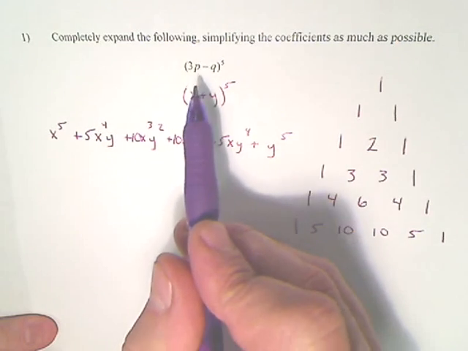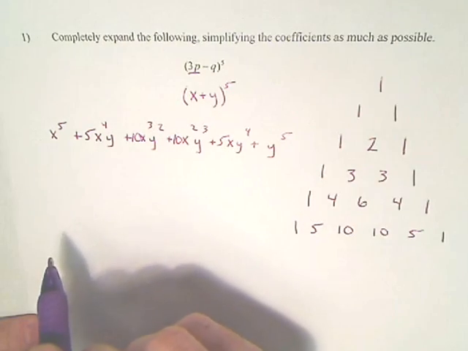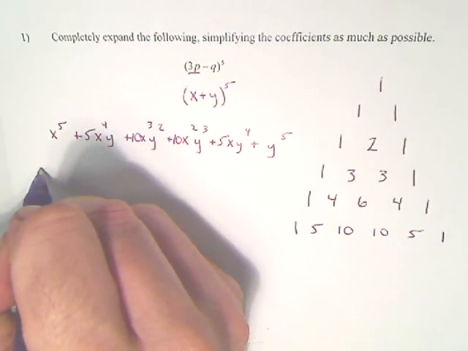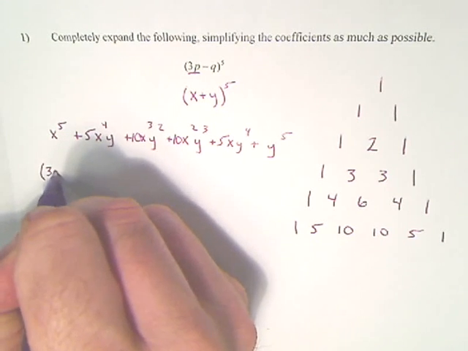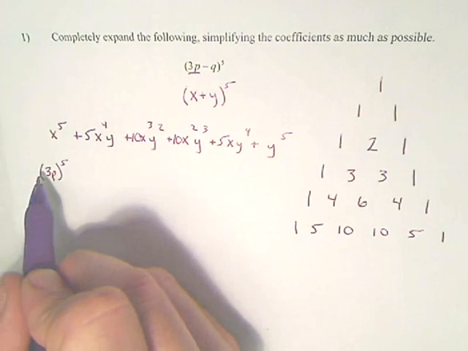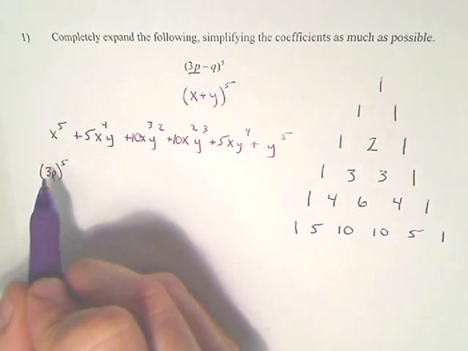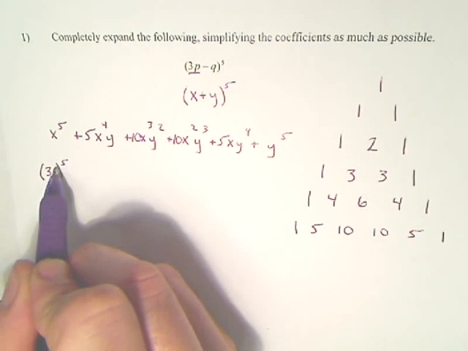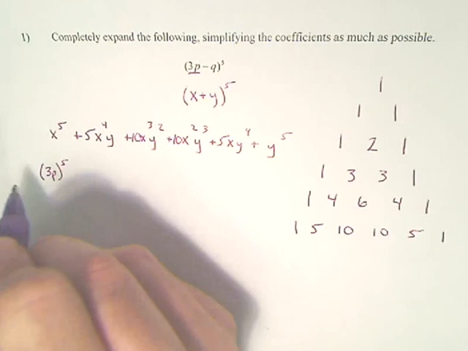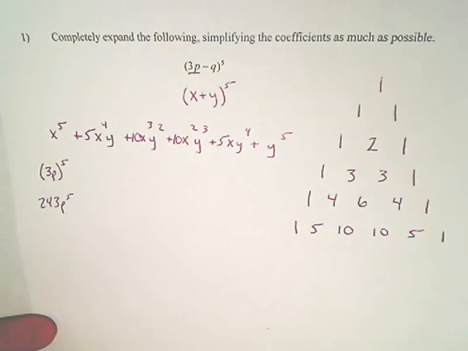Now I substitute all the x's with 3p. When you substitute, make sure you use parentheses. So for example, the first x becomes 3p to the 5th. The 5th goes with the 3 and the p. So we need to keep that in mind. 3 to the 5th and p to the 5th is what I'll write down below. 243 p to the 5th.